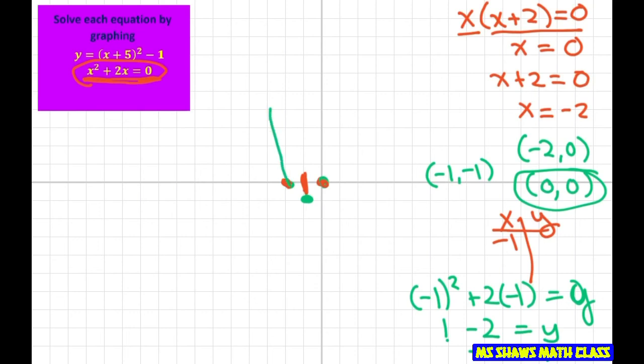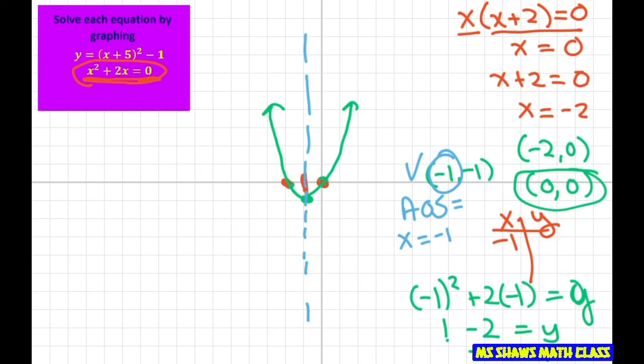So there it is. Remember, quadratic graphs are symmetric. So your axis of symmetry goes right with your x value of your vertex. So your axis of symmetry equals x equals -1. Here it is. X equals -1.